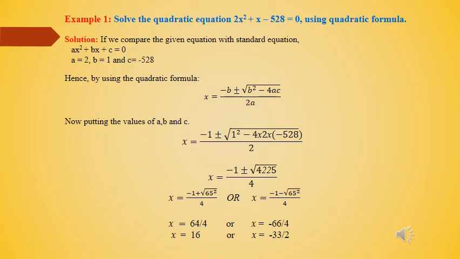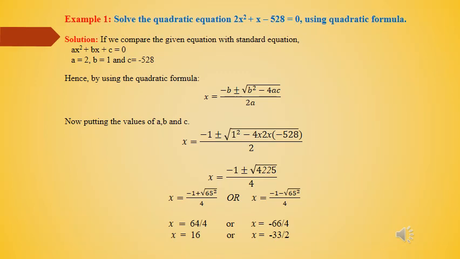Students, here are some solved examples. Let us see the solution. The example is: solve the quadratic equation 2x square plus x minus 528 equal to 0 using the quadratic formula. We already discussed its procedure. First of all, we find the values of a, b, c. Comparing with the general form, we get a is equal to 2, b is equal to 1 and c is equal to minus 528.